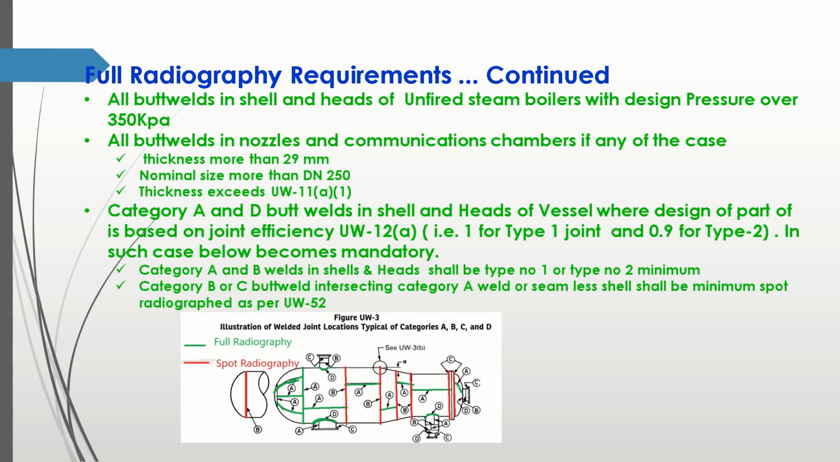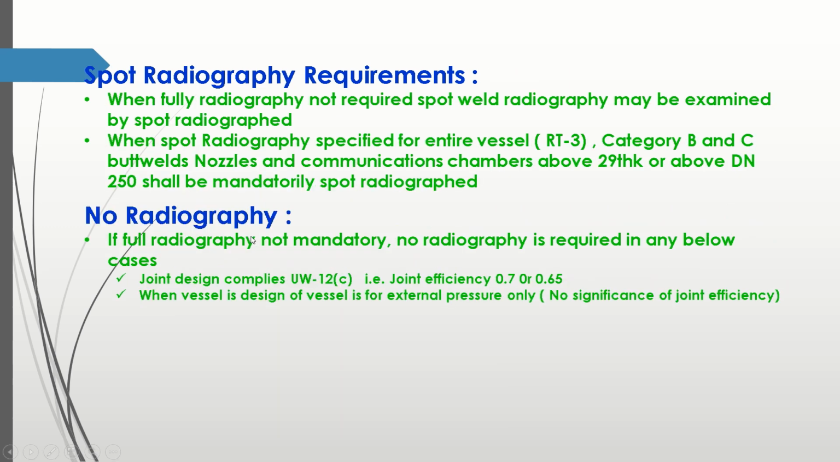In that case, there are some conditions given in the code. One is that category A and B welds shall be type number 1 or type number 2 minimum, and category B or C butt welds intersecting category A weld or similar shell shall be minimum spot radiographed. This particular clause is related to RT2 marking, which we will discuss in the coming slides.